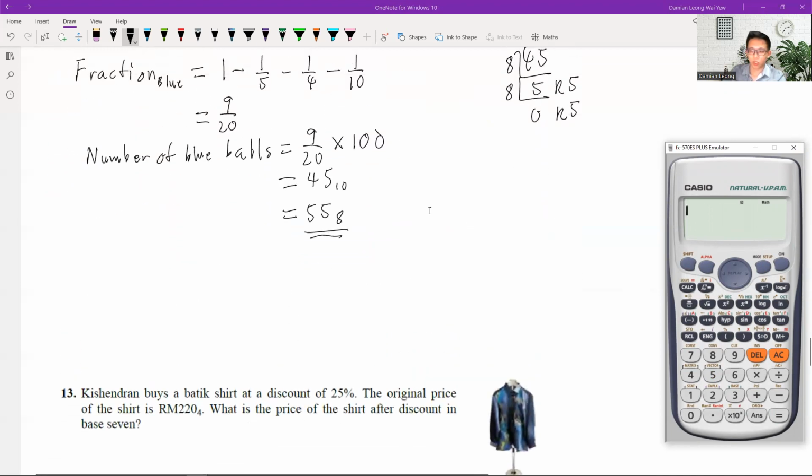Then question 13. Kishendran buys a batik shirt at a discount of 25%. The original price of the shirt is 220 ringgit, but in base 4. So what is the price of the shirt after discount in base 7?